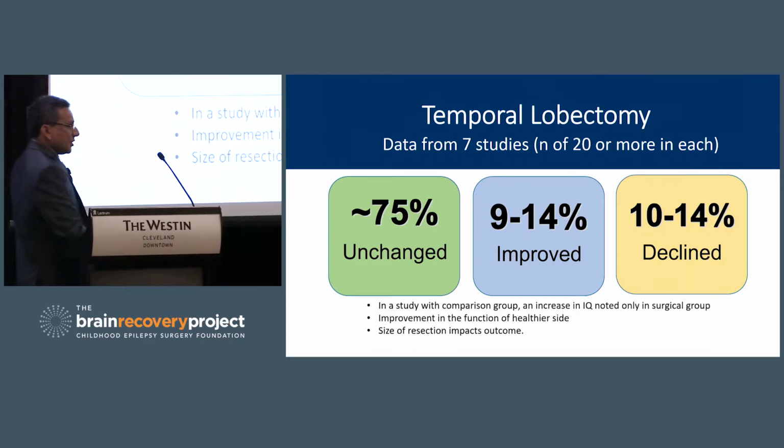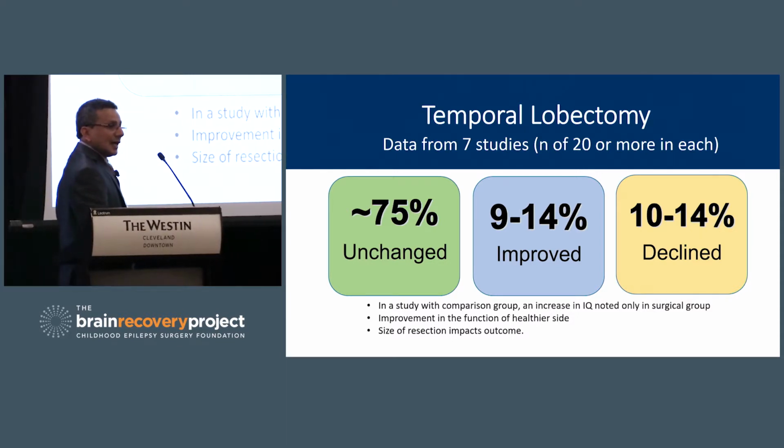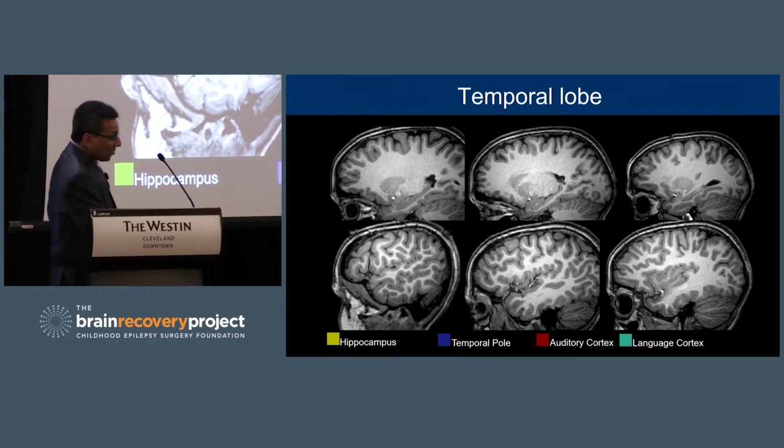So there are very few studies with a comparison group, and whenever there is a comparison group, there is an observation that an increase in IQ is noted only in the surgical group, especially if they are seizure free. And as Mary highlighted in one study, there is an improvement of memory functions on the healthier side. So if you operate on the right side, the left temporal functions will be improved because the left temporal lobe is released from the constant bombardment by the epilepsy. And the size of the resection definitely impacts the outcome because the temporal lobe is a huge structure.